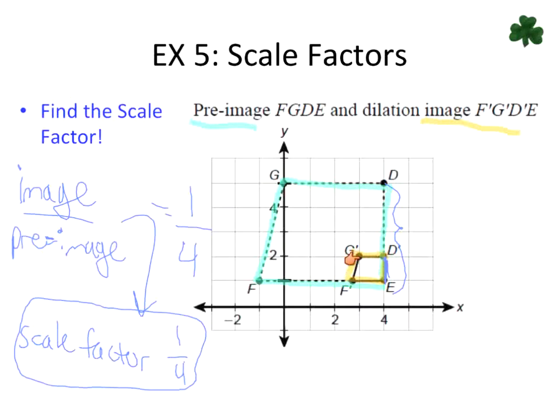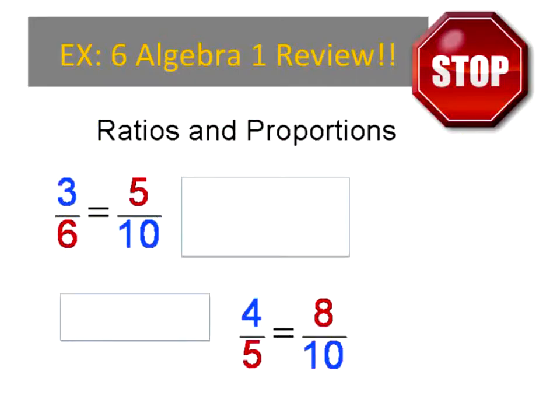Could I pick DG? Sure, because those go through perfect coordinates. So that one's 1 over 1, 2, 3, 4. So that's 1/4. Your scale factor will be the same no matter which side you choose, okay? I promise. Sometimes there are just points we can't choose because we can't see exactly what spot that's at. That was a good one to pick.